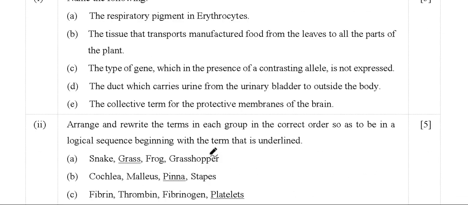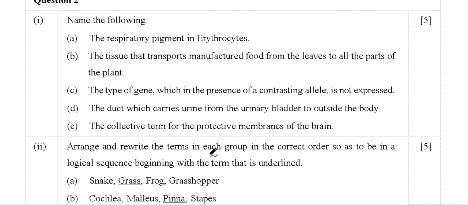Next is the name the following: the respiratory pigment in erythrocytes. Which kind of pigment is mainly present in the erythrocytes? Erythrocytes means RBCs. The pigment which helps in respiration, known as the respiratory pigment, mainly present in the erythrocyte, is hemoglobin. The correct answer will be hemoglobin.